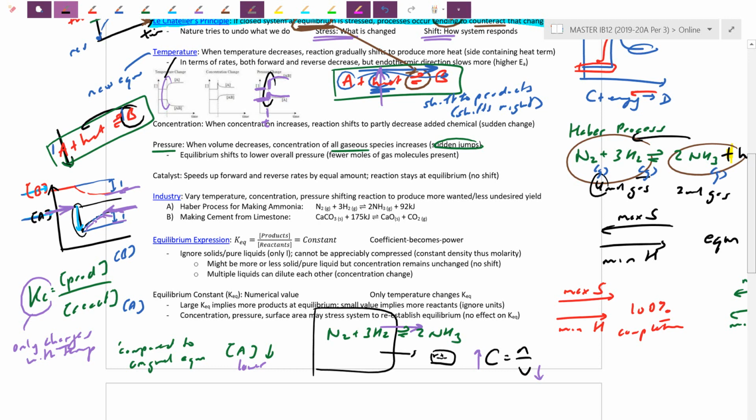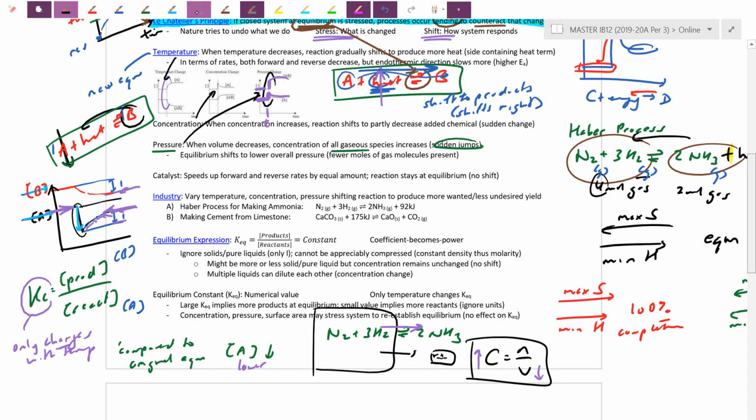So temperature, there's no sudden jumps. Concentration, there's a sudden jump whether I added that one or taken away that one. For pressure change or volume change, only for gases, there's going to be sudden jumps in everything, and that starts off based on this formula. Concentration is n over V.